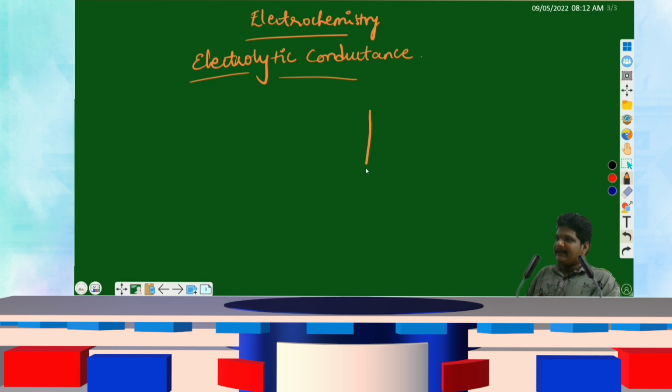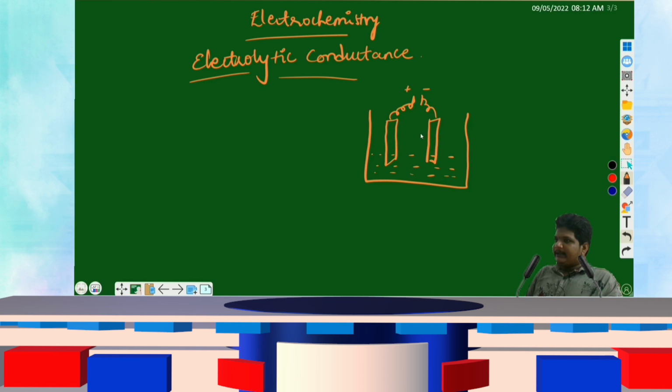So let us consider an electrolyte solution. So this is an electrolyte solution. Here I am applying a potential difference between these two electrodes. So here I am connecting these two electrodes to a battery, with a positive terminal and a negative terminal.